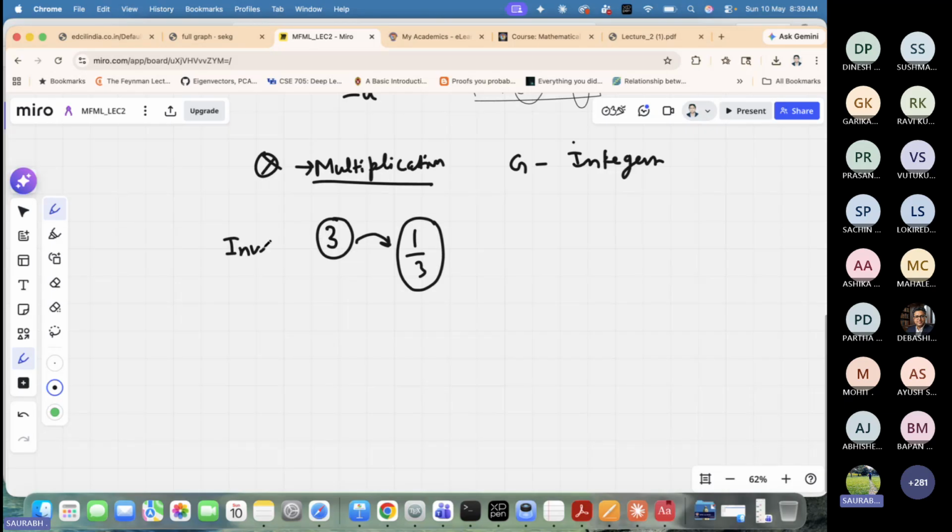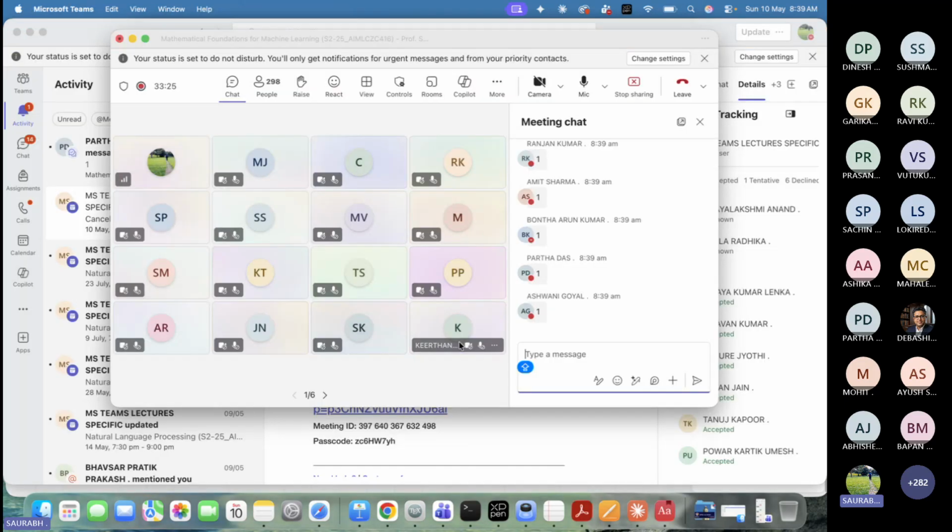What is the identity element for multiplication over integers? What would be the identity element? 1, exactly 1, right? Because when you multiply 4 with 1, it's going to be 4. When you multiply 5 with 1, it's going to be 5. So the identity element for multiplication is going to be 1.